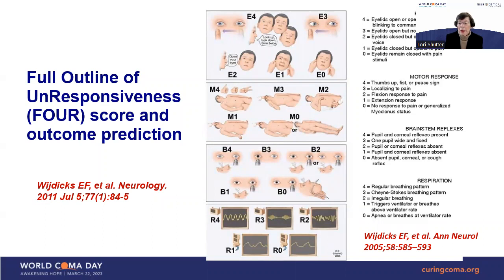In 2011, Wijdicks and his group actually looked at the ability of the FOUR score to predict in-hospital or 3-month mortality. They looked at 381 patients and found that FOUR scores less than or equal to 1 were associated with an 84% chance of in-hospital or 3-month mortality, compared to only 44% of those patients who had FOUR scores greater than 1. And this is probably a reflection of the loss of brainstem reflexes.